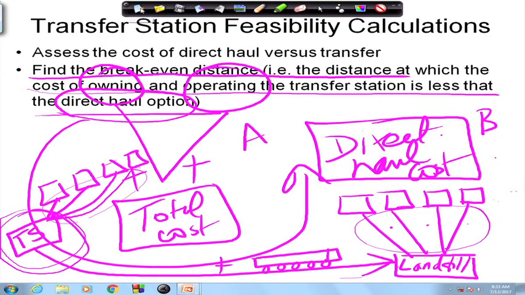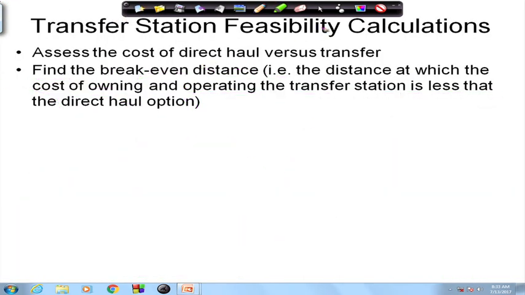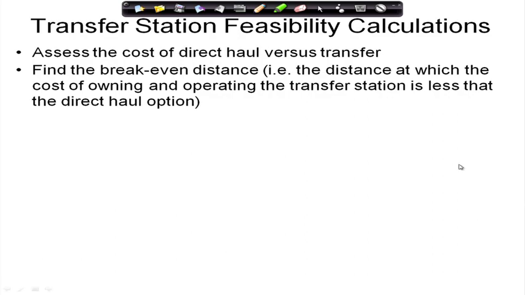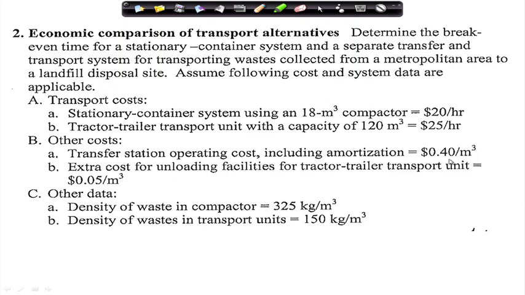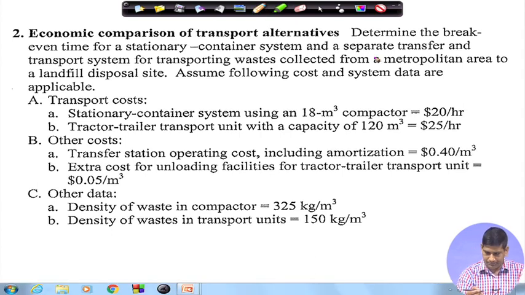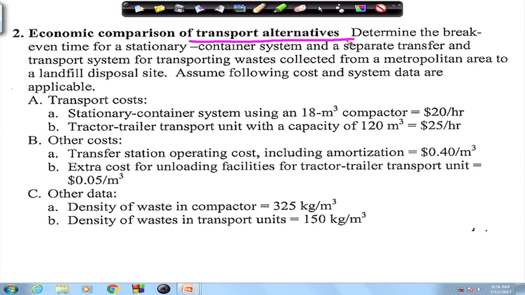So let's look at one example of how we do the math part of it. Say you have a scenario where we are trying to do the comparison of the transport alternatives. As I was explaining in the previous slide, this is essentially transport alternatives. So what are the alternatives?